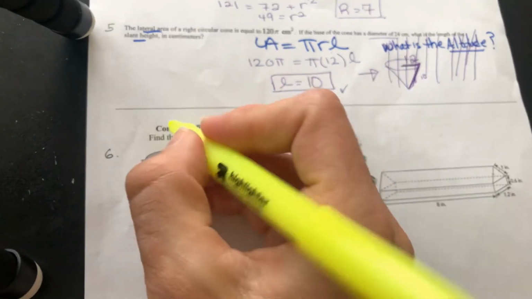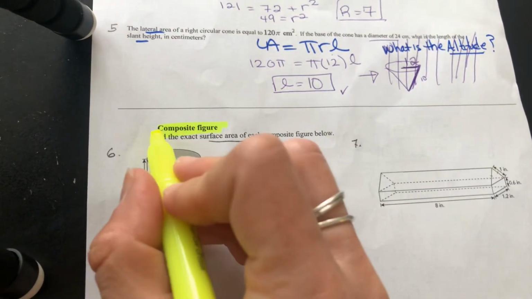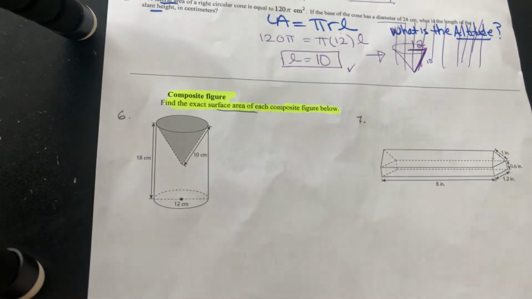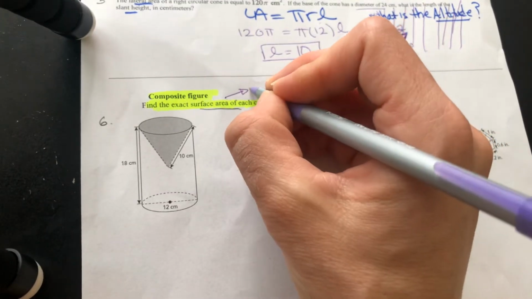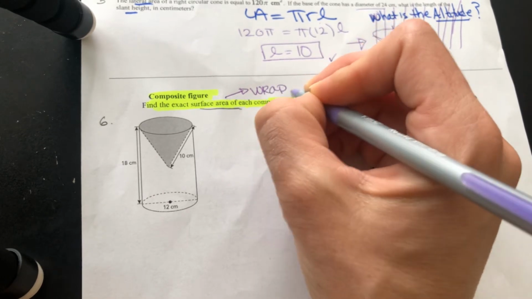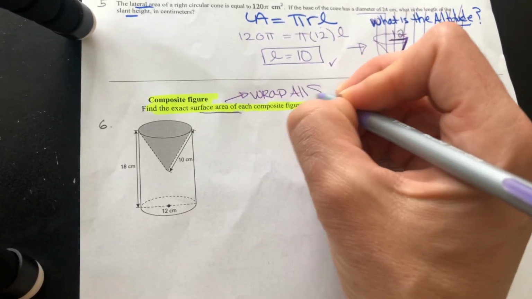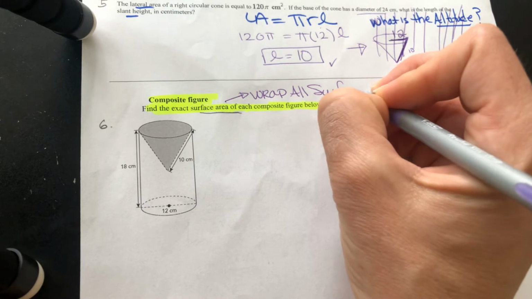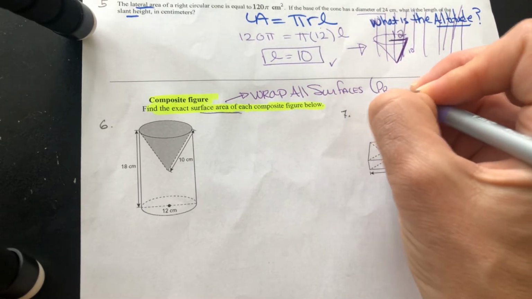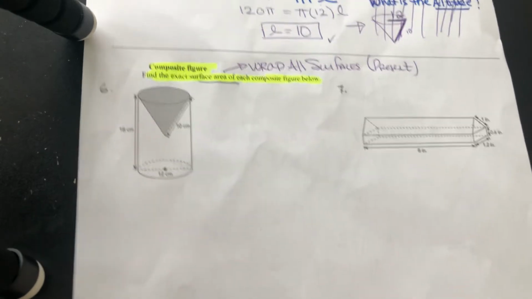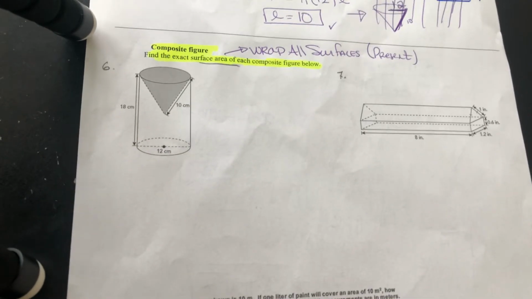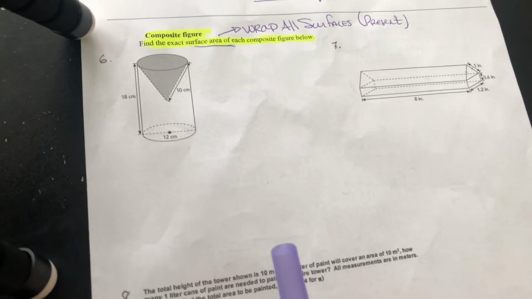All right, we all know what a composite figure is, but these become a little bit harder only because when you're doing surface area, you have to, maybe write this down, wrap all surfaces. Think about wrapping a present. I'm just going to write the word present. Think about if you have a present and you want to wrap it. You have to wrap everything. So you have to use, not your imagination, but a visual here to really figure this out.